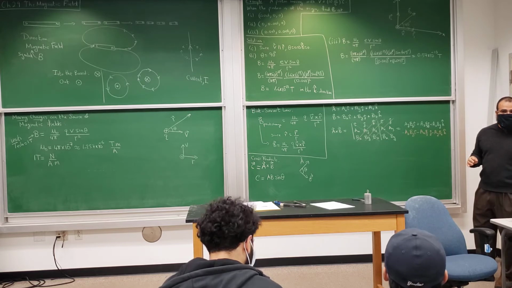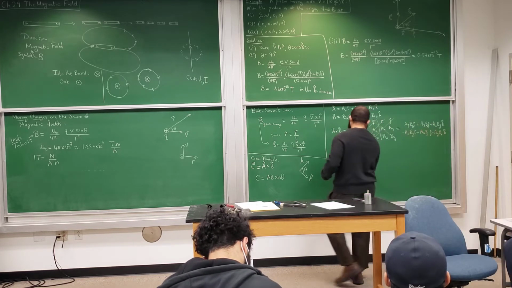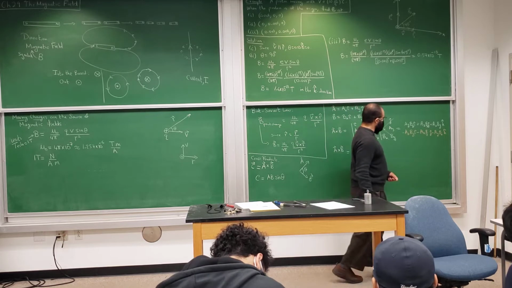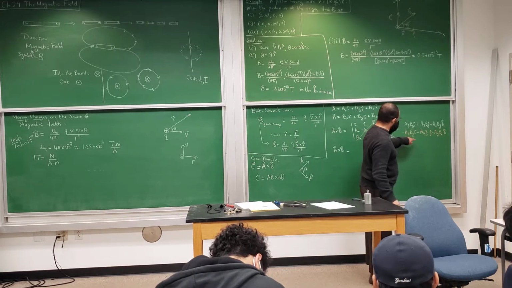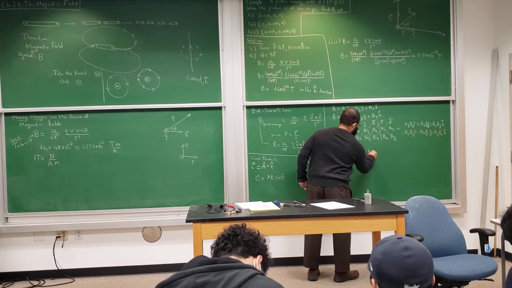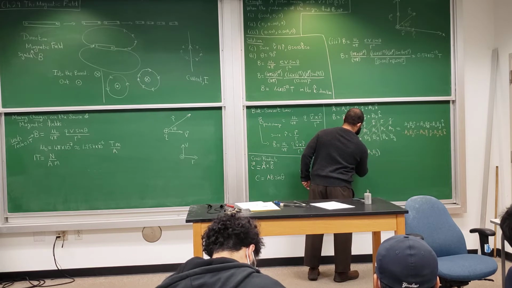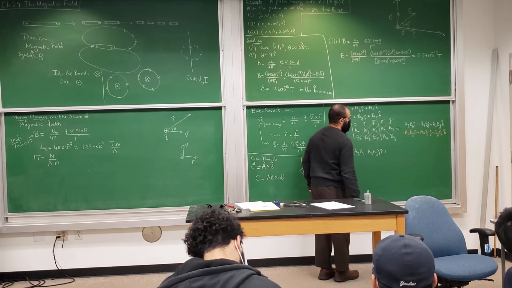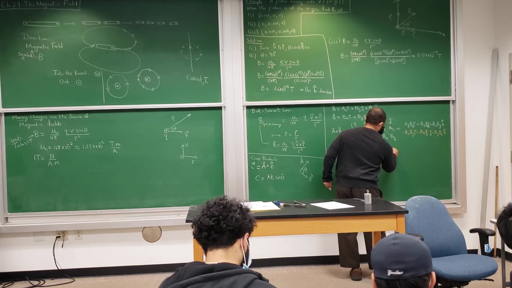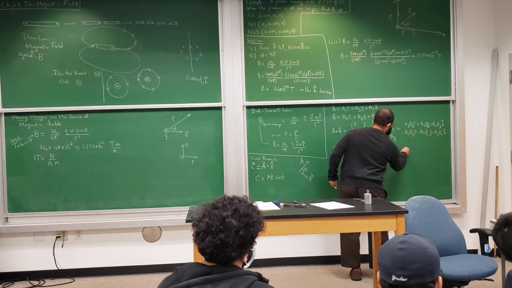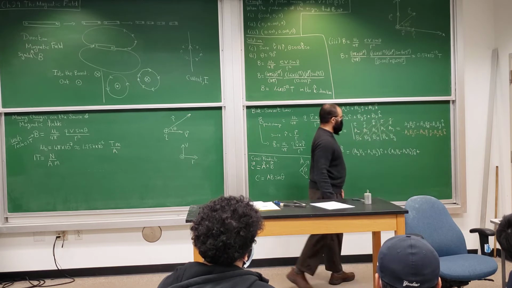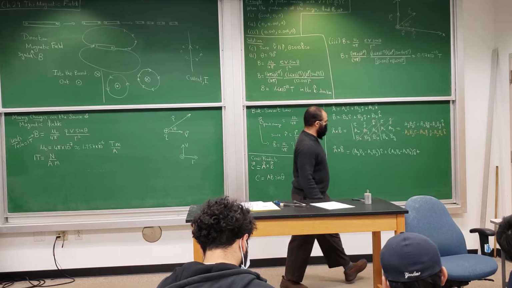Just group them together. The i hats together and the j hats together. So you get the following result: AY BZ minus AZ BY, i hat, plus AZ BX minus AX BZ, j hat, plus AX BY minus AY BX, k hat.